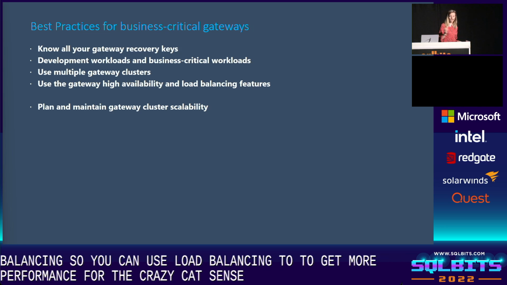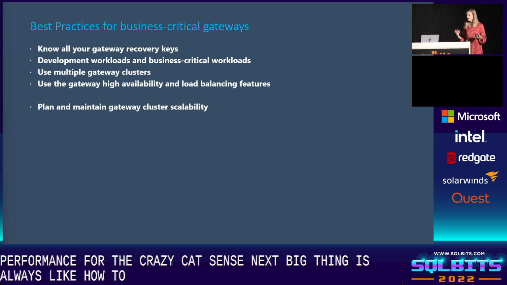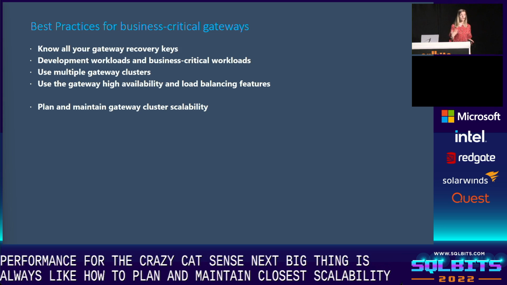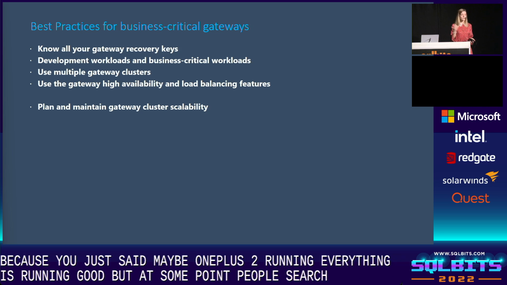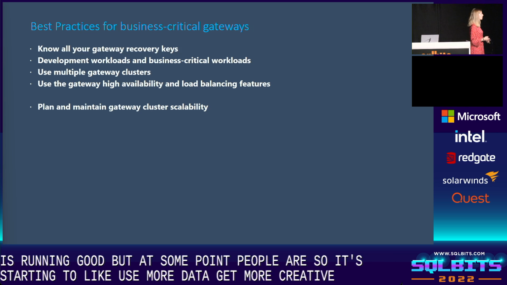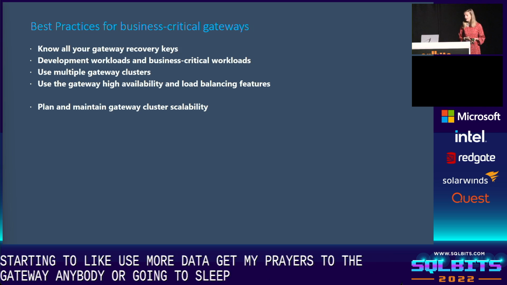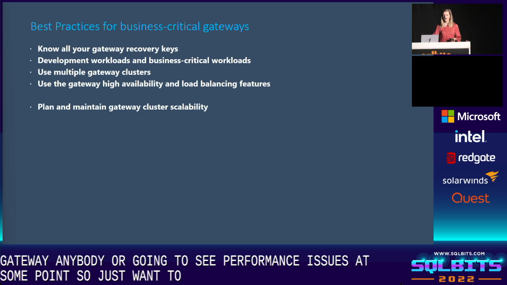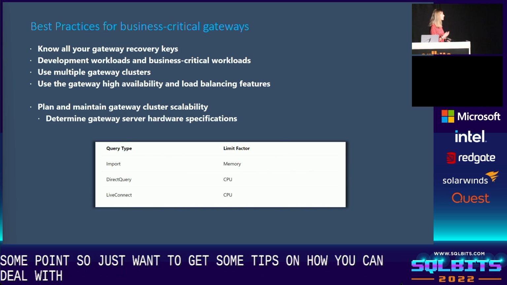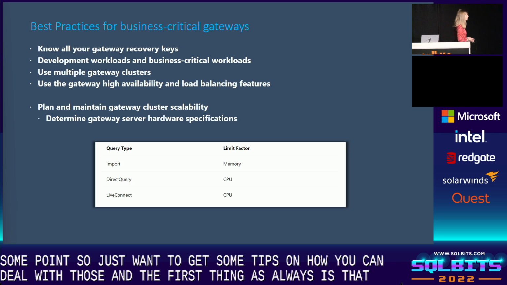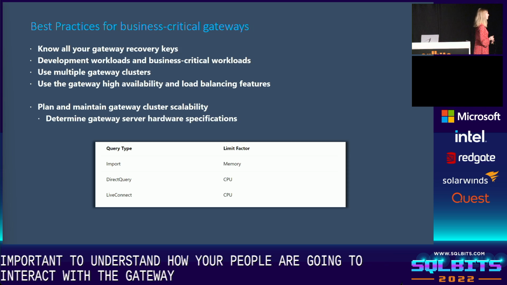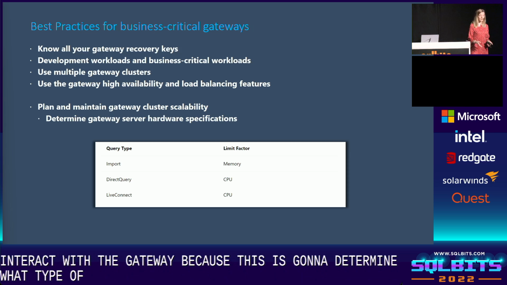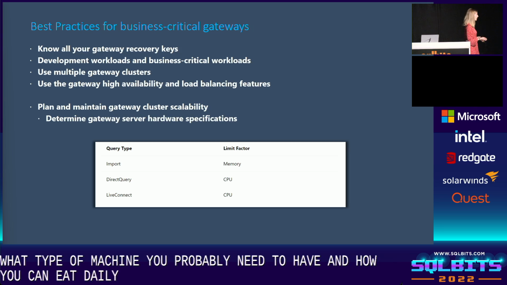Then the next big thing is always how to plan and maintain cluster scalability. Because normally when you start out, you just have maybe one cluster running and everything is running well, but at some point, people start to use more data and send more queries to the gateway, and you are probably going to see performance issues at some point. So I just want to give some tips on how you can deal with those. The first thing is that it's important to understand how your people are going to interact with the gateway, because this will determine what type of machine you probably need and how you can either scale up or scale out your gateway.